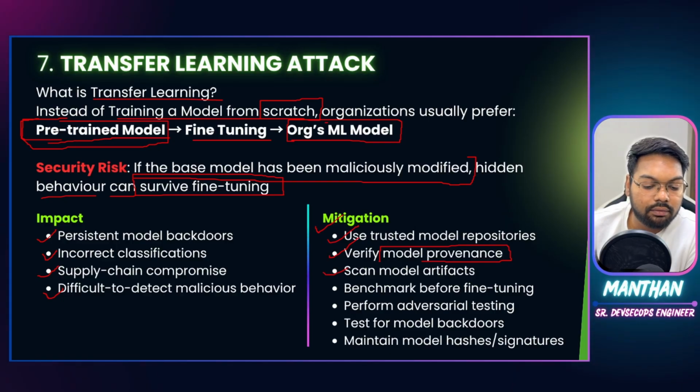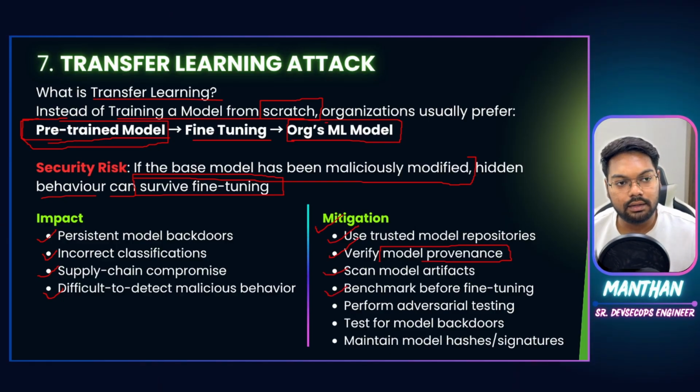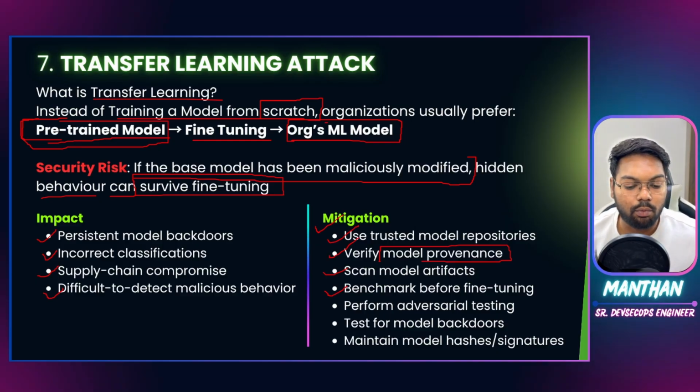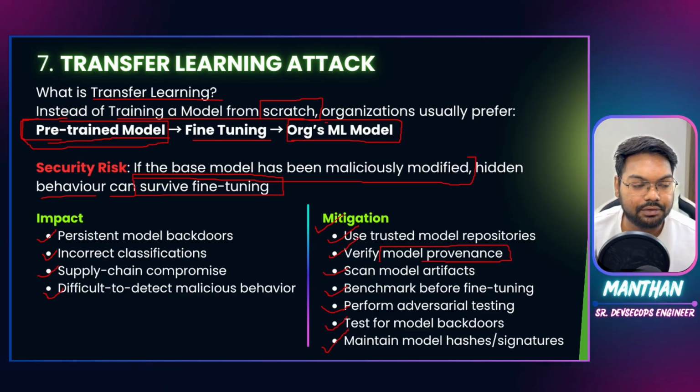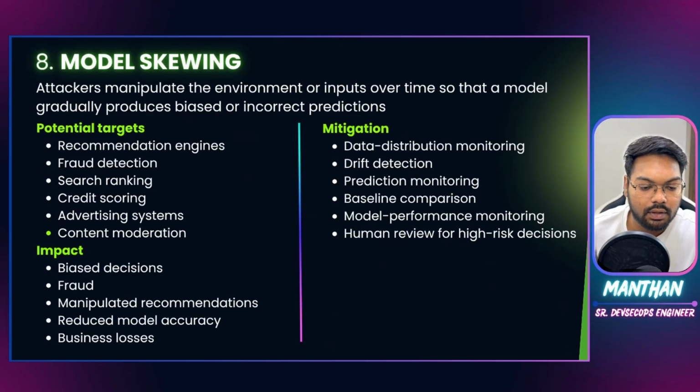Then scan model artifacts. Then benchmark before fine tuning, like you should be hardening this thing. You should have CIS benchmarking for models, and then perform adversarial testing before you go through it. And then test for model backdoors, and then maintain model hashes and signatures. There could be a couple of tools you can use to determine these things, which is what we'll see in some later slides. So that was the training learning attack.